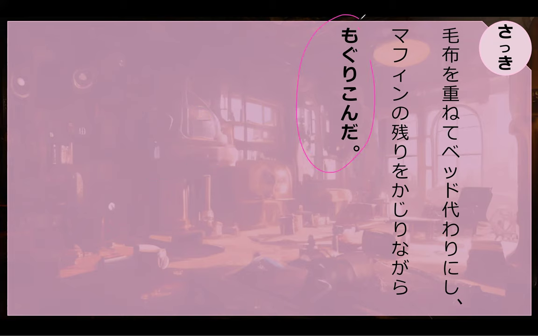What he's moguri komu-ing into is a kasaneta mofu that he's using instead of a bed. So he has a bunch of blankets and he just piled them all up over here. And then he went into the blankets, but specifically he crawled into them. Moguri. Moguru is to crawl.